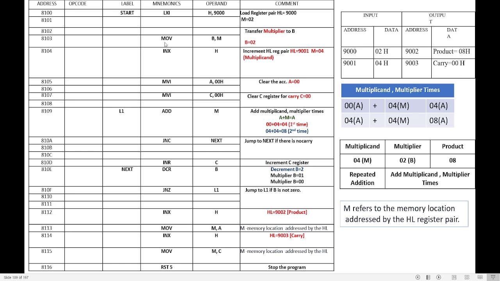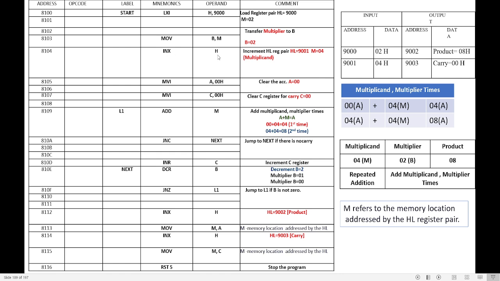What is the next step? Move the value of M to B. So B is equal to 02, because M is 2, and that is moved to B. It means I have stored the multiplier 02 in a register called B.